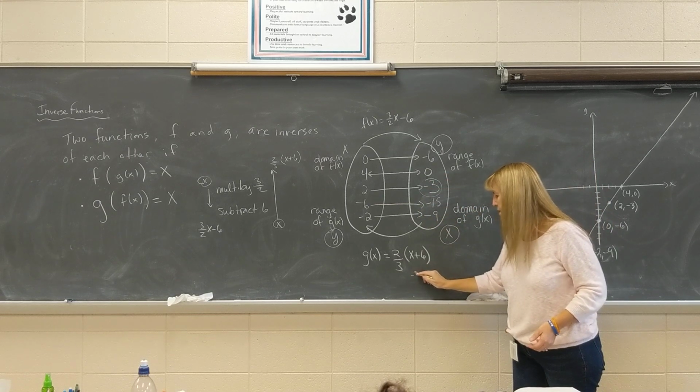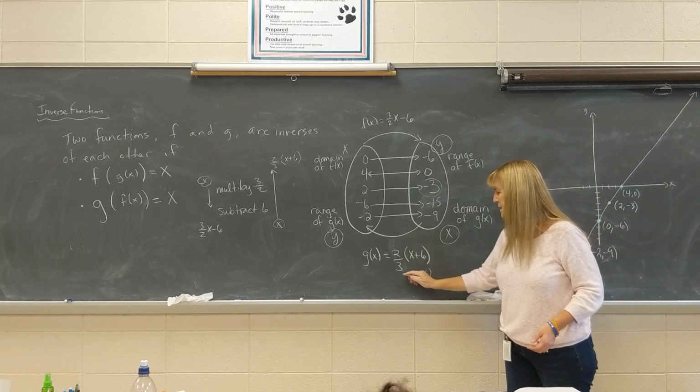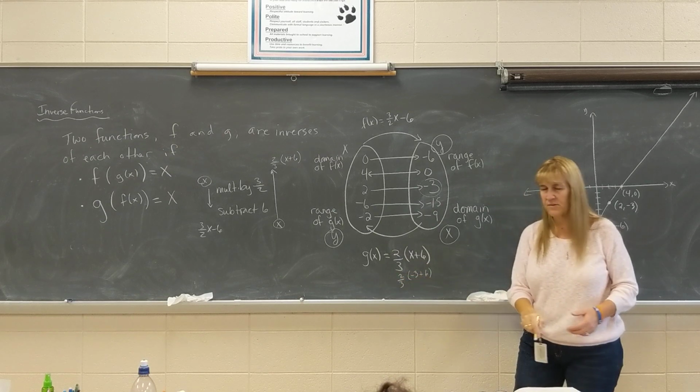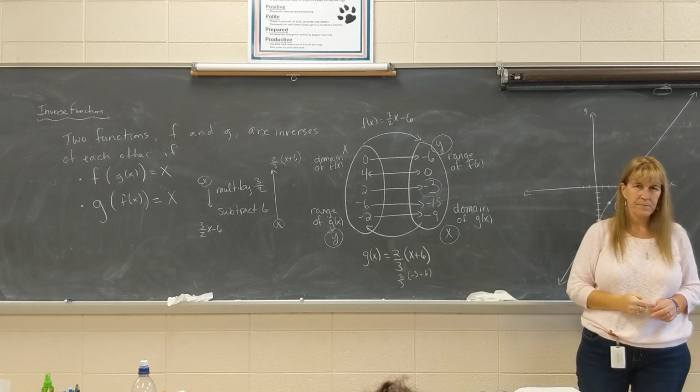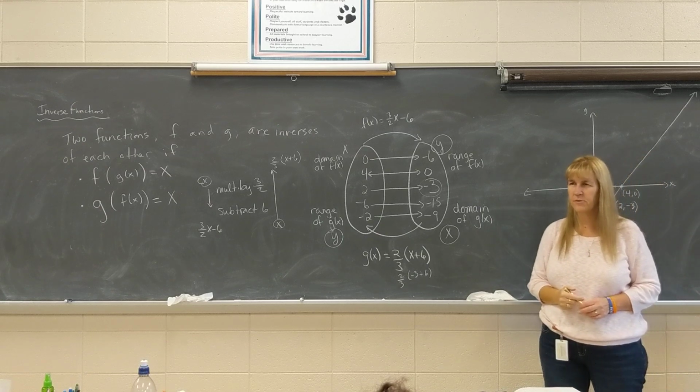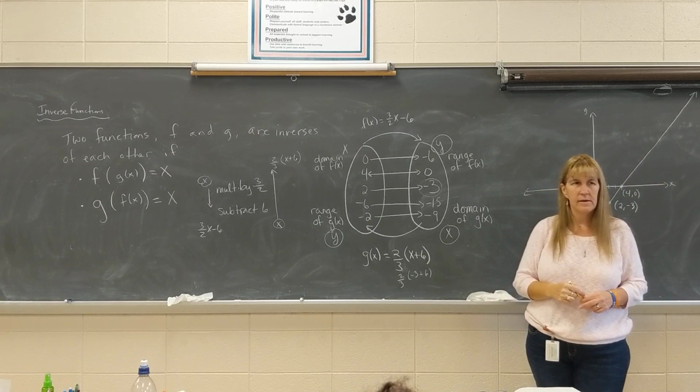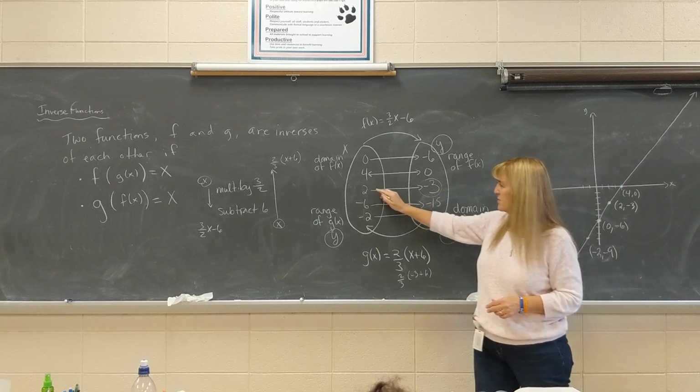So I'm going to put -3 in here, add 6 to it, and then multiply by 2/3. What's -3 plus 6? 3. And what's 2/3 of that positive 3? 2. And am I supposed to get 2? Yes.